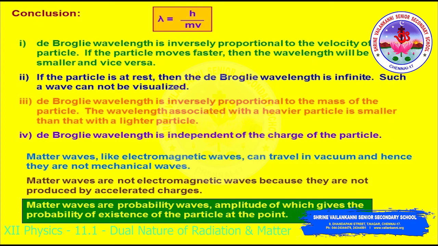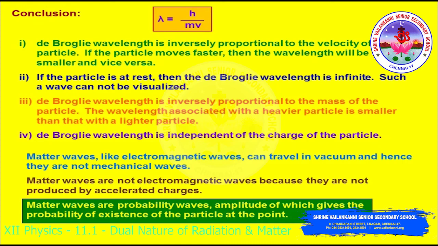So the de Broglie wavelength is inversely proportional to the velocity of the particle, and if the particle moves faster, then the wavelength will be smaller, right? If the particle is at rest, then the de Broglie wavelength is infinite, so the wave cannot be visualized. The de Broglie wavelength is also inversely proportional to the mass of the particle, so the wavelength associated with a heavier particle is smaller than that with a lighter particle. And the de Broglie wavelength is independent of the charge of the particle.